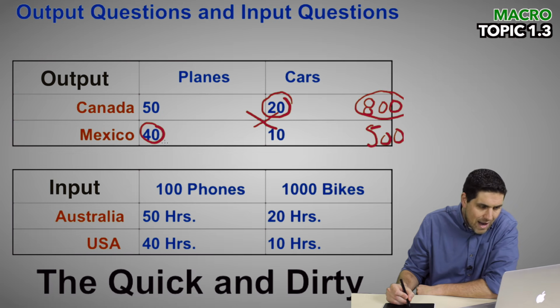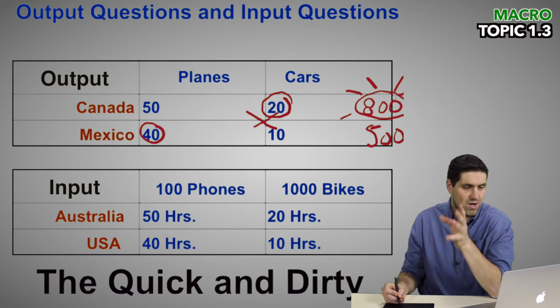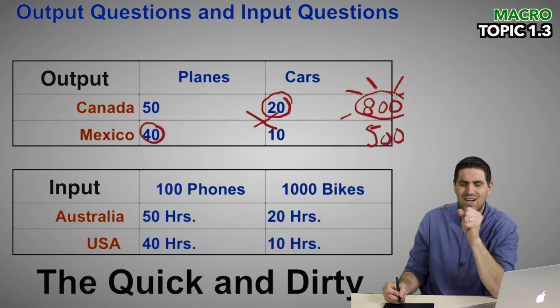Again, here's how I got it. I multiplied the possible outcomes. It's either this or this, the one that gives me the most, because that's what I want. I want the most stuff. That means a comparative advantage. That's the idea of getting comparative advantage, and it is quick and it is dirty.